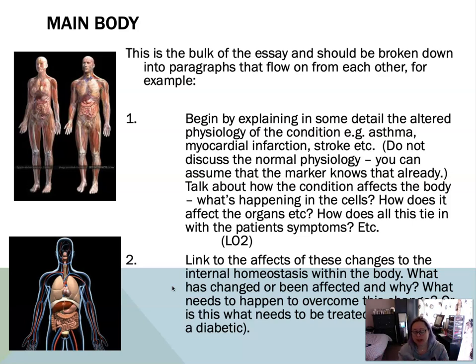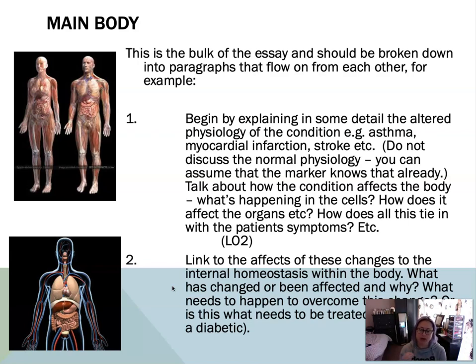So if you were to do it in the way that I would attack it, we're thinking about, for learning outcome 2, relating the normal and abnormal function. You're going to start to explain in some detail the altered physiology of the condition, what's going on in your particular chosen condition. You don't have to discuss the normal physiology, because obviously I'm marking it so you can assume that I already know the normal physiology. But it might help you, when you're talking about that comparison or that relationship, to actually talk about what's gone wrong and why it's changed.